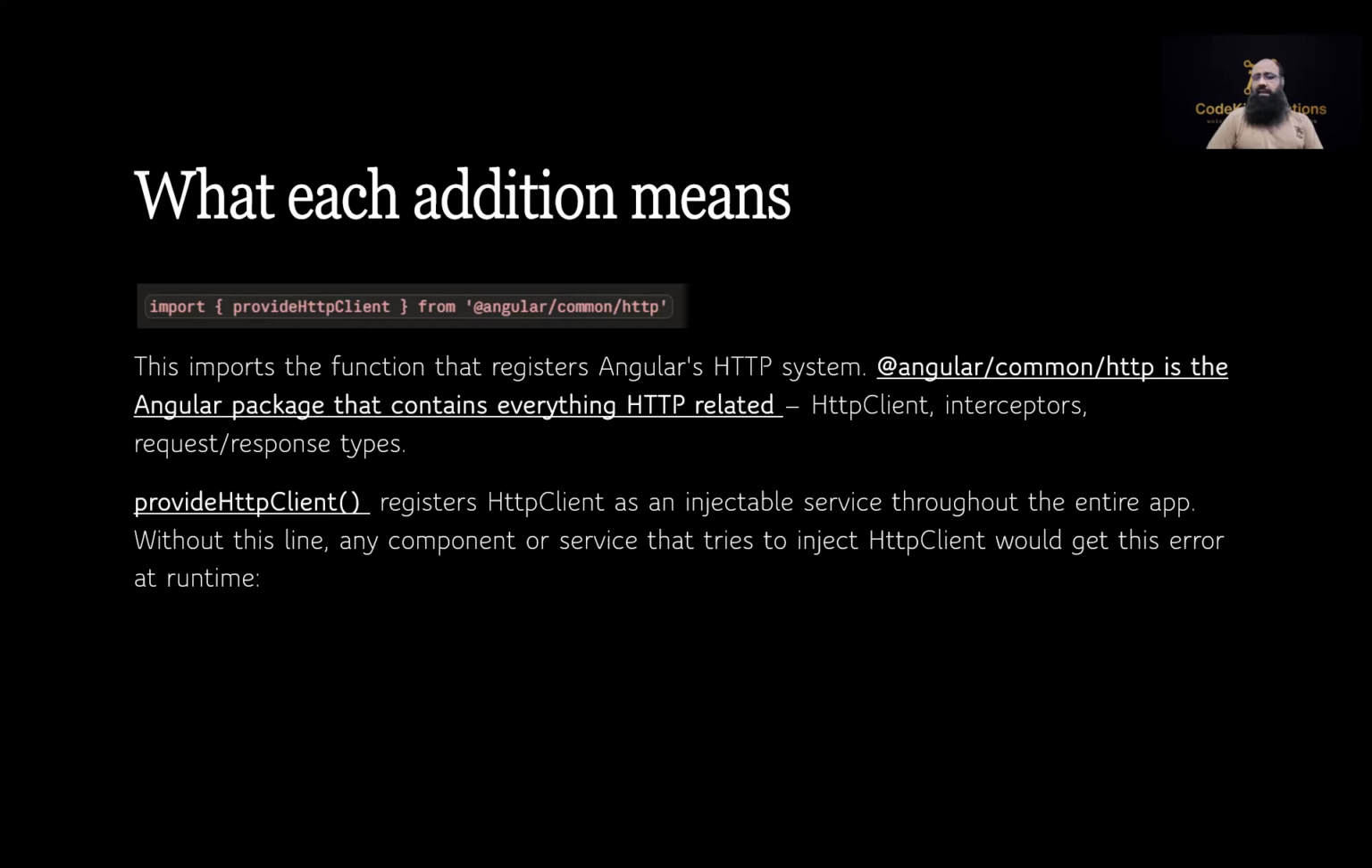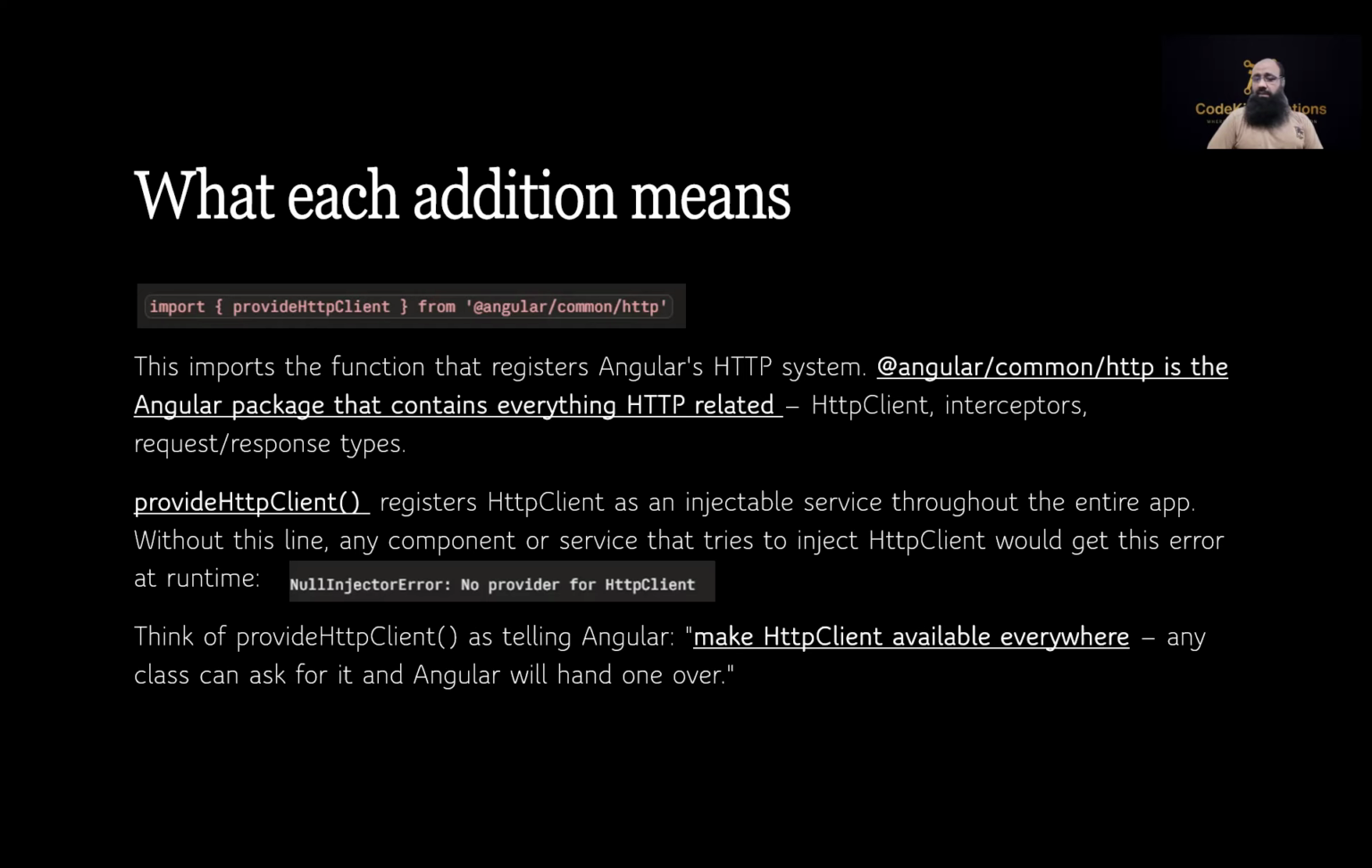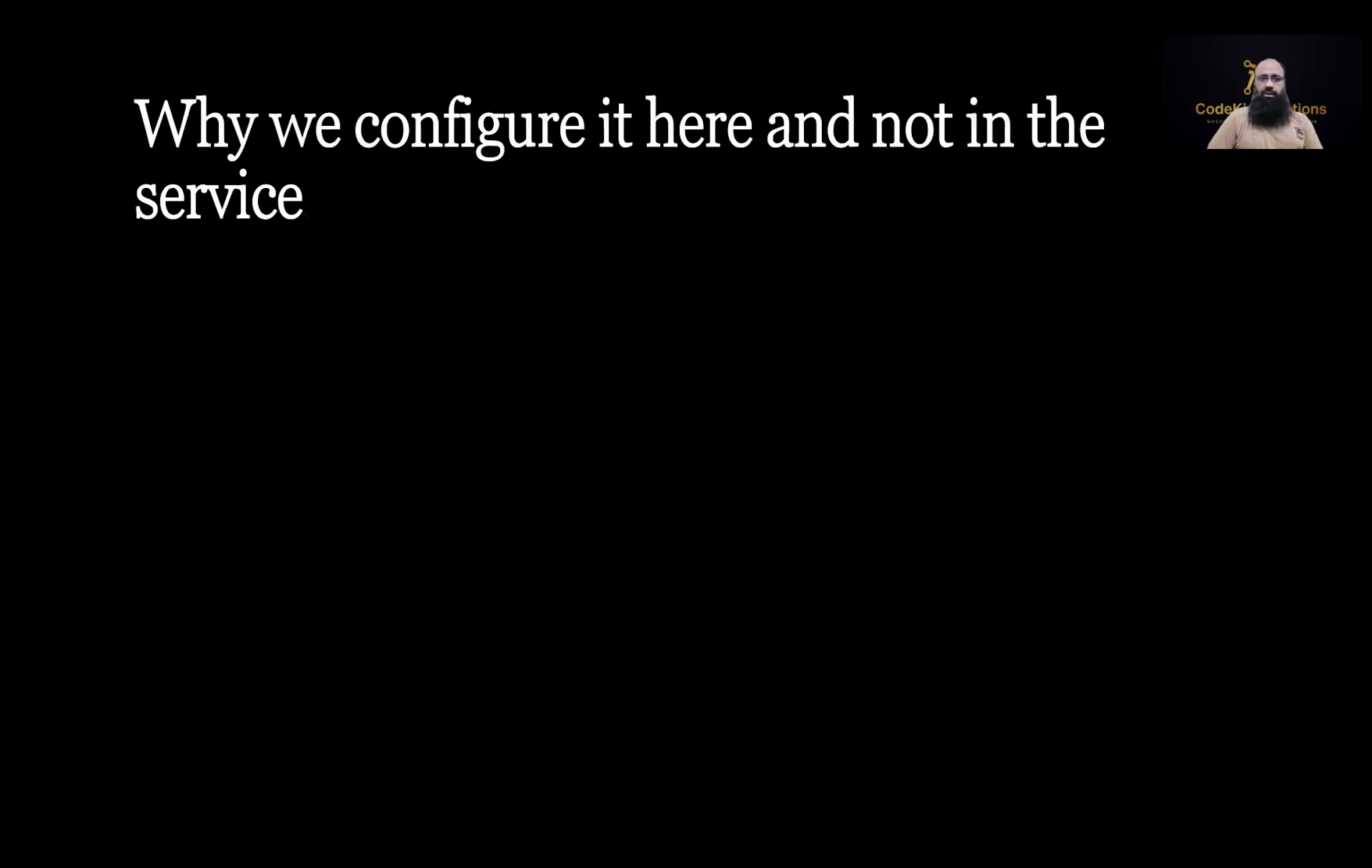Without this line, any component that tries to inject it will get the error: no provider for HttpClient. So this is setting HttpClient as an injectable service. This is basically telling Angular to make HttpClient available everywhere, so any class can ask for it and Angular will hand it over. And why do we configure it here and not in the service?